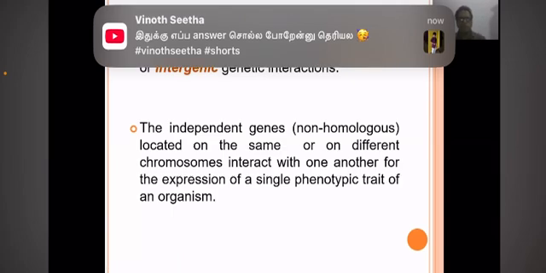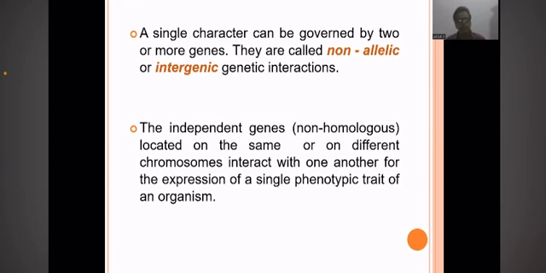So we have already discussed the difference between a character and a trait. Usually, a color could be a character under which we have two different traits. It could be white or it could be black. So the different colors form the different traits, which fall under a single type called a character. Another example would be height. Height could be considered a character, and the different types of height, like tall and dwarf, could be the traits. So a single character can be governed by two or more genes.